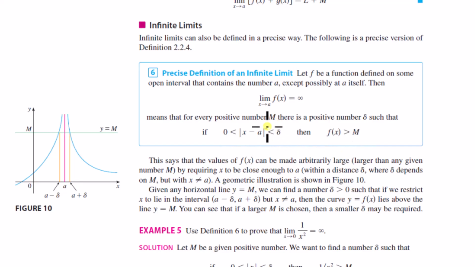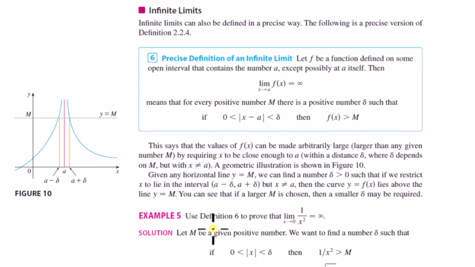There's going to be a delta that corresponds to M being 100 quintillion. And they show this graphically here. You've got a delta on both sides of A, and then for any of the x values in that interval, except for x being equal to A, the function on either side is always greater than M. Always. Again, coming from both sides.